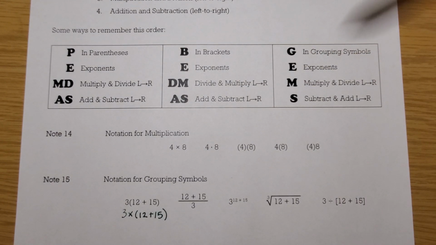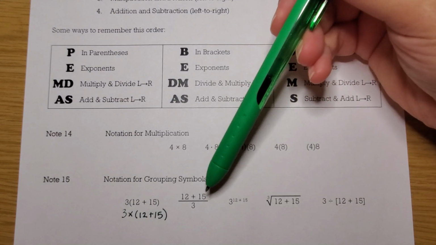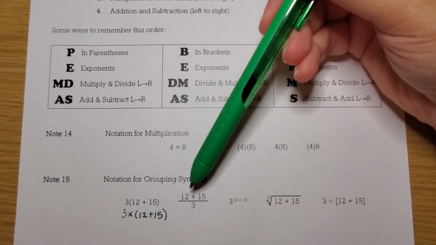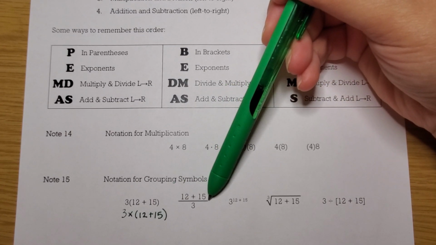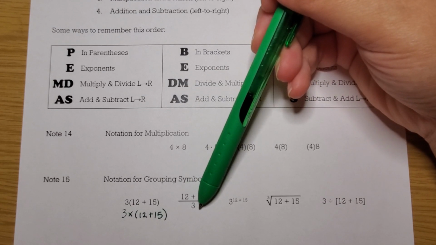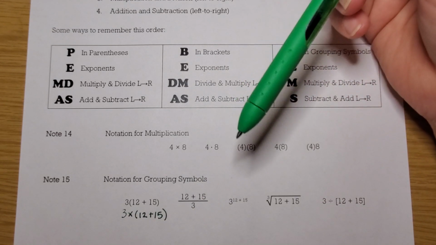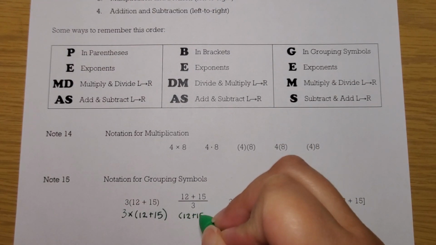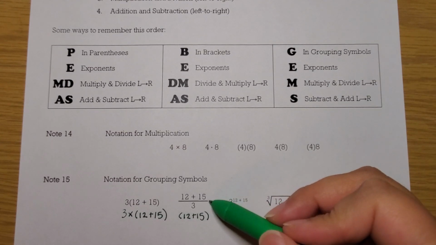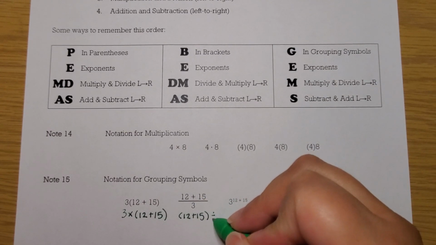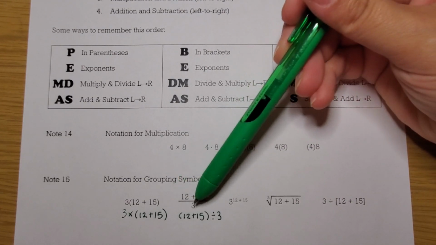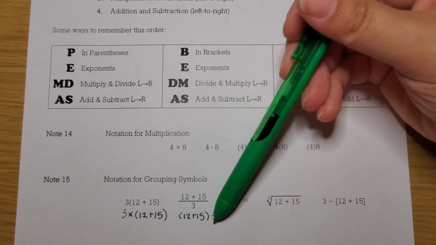But let's check out some of the other ways that grouping can be implied without using parentheses. So let's look at this expression here. In this expression, notice that the 12 and the 15 are kind of grouped together above this bar, or above this line, and the 3 is underneath. Another way of writing this expression would be to have in parentheses 12 plus 15. So we're grouping that together. And then this bar is another way of writing division. So 12 plus 15 on top divided by 3 can also be written in this way.